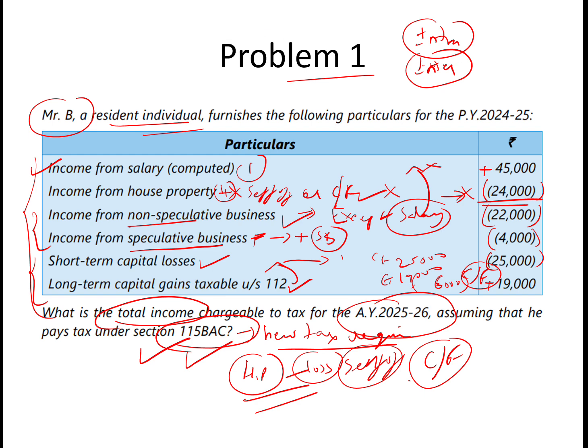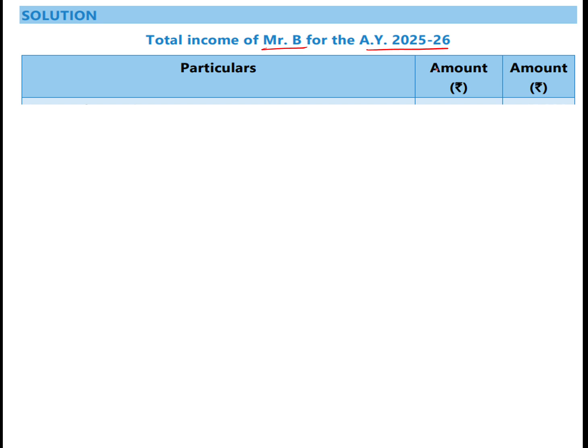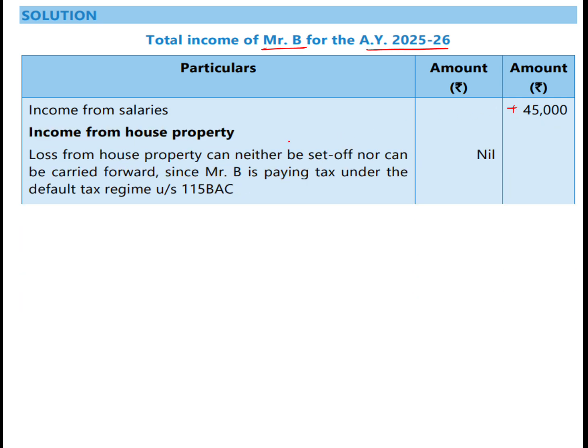So let us start with the solving part. This is your format: total income of Mr. B for assessment year 25-26. First one is income from salary. This is the income, and we don't have any loss from salary. There will never be a loss from salary, so income from salary will almost always be taxable. Income from house property: since Mr. B is taking the default new tax regime, you can neither set off house property loss nor carry it forward. That's why we are taking it as nil.